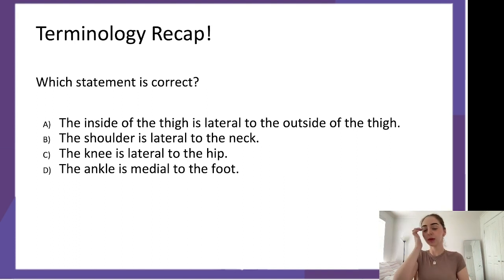All right, next one. Which statement is correct? The inside of the thigh is lateral to the outside of the thigh. The shoulder is lateral to the neck. The knee is lateral to the hip. The ankle is medial to the foot. What do we think? What does medial and lateral mean?